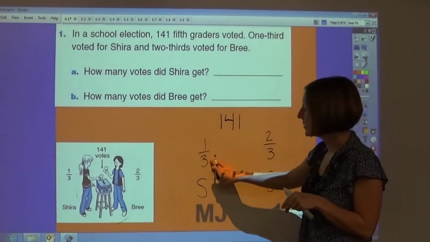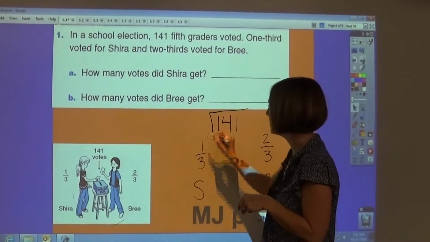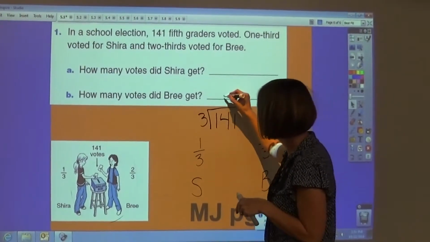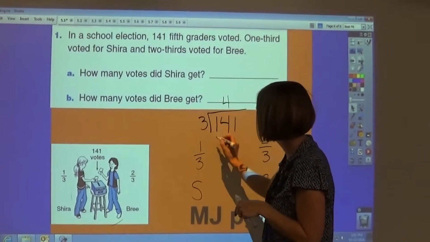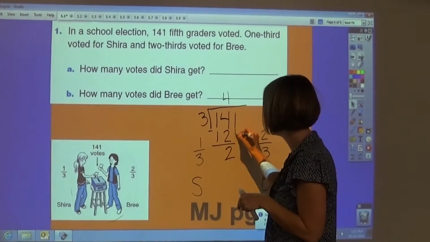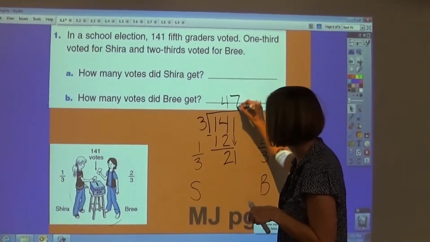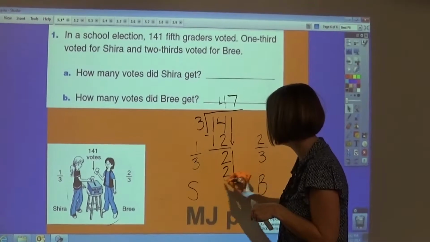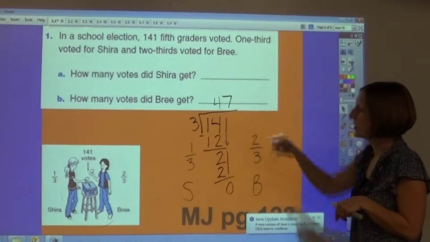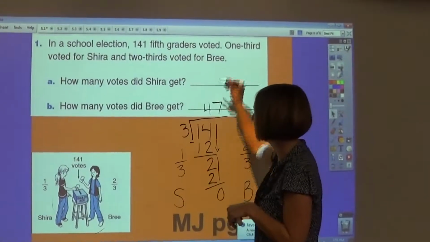Well, I know that I need 3 equal parts. So if I were to divide 141 by 3, 3 goes into 14 4 times. 3 times 4 is 12. Subtract, there are 2 left over, I bring down the 1. 3 goes into 21 7 times. 7 times 3 is 21. So 1/3 of 141 is 47.